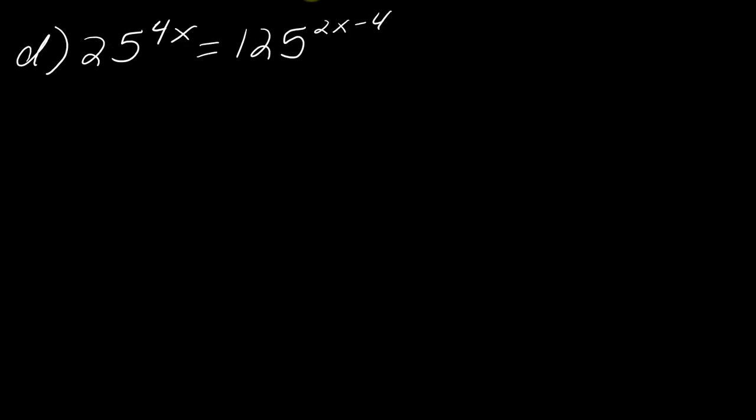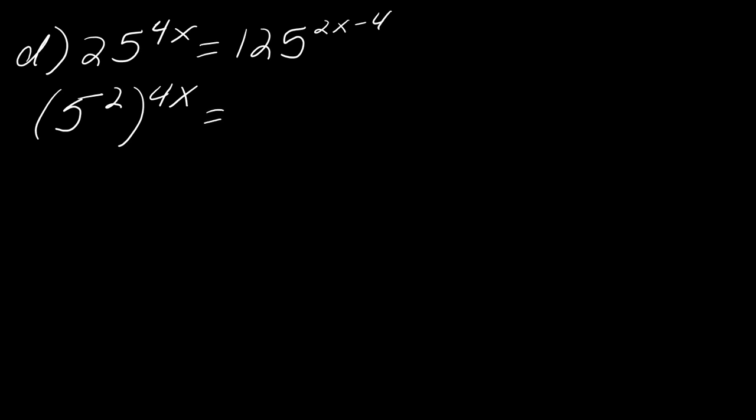Okay, so moving on to D here. So now I have 25 and 125. So I can see just by looking at these, I'm going to have to rewrite both bases. And I did talk about how to do that in the review video. So 25 can be rewritten as 5 squared. And then I can bring that 4x along. I just want to put the parentheses around it.